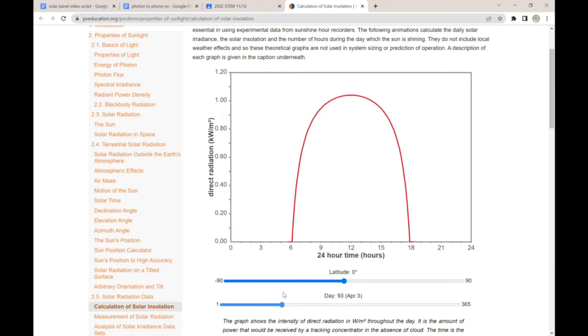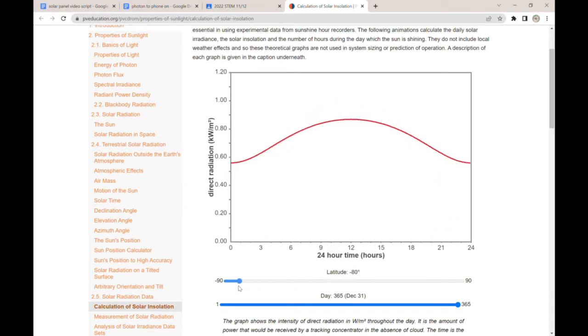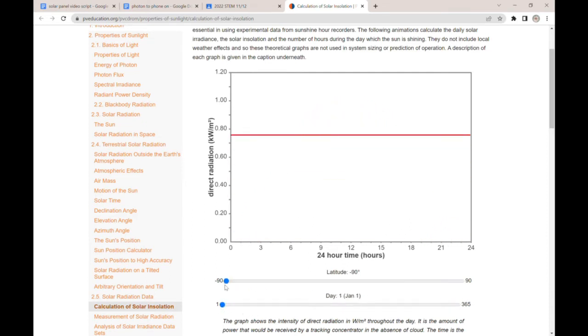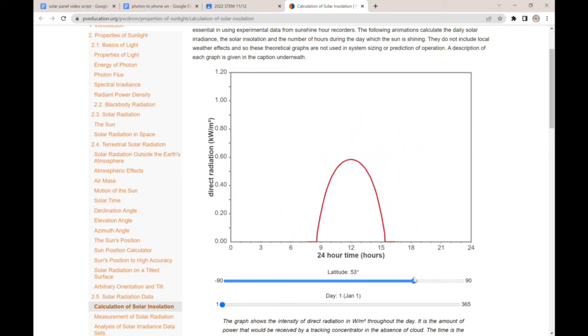As you can see, the solar irradiance stays very consistent throughout the year at the equator, and it reaches a maximum value of 1,000 watts per meter squared near noon. At the poles, however, the solar irradiance changes drastically throughout the year. Here at the 49th parallel, the amount of solar irradiance is the highest in the summer months and the lowest in the winter months.